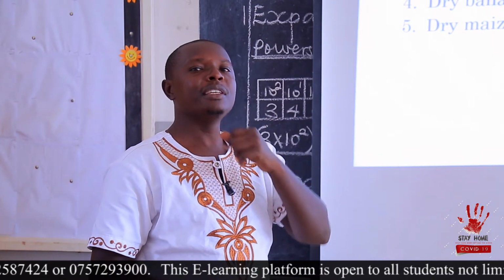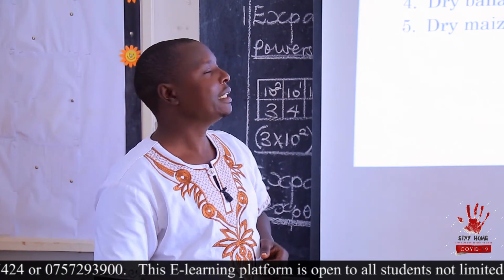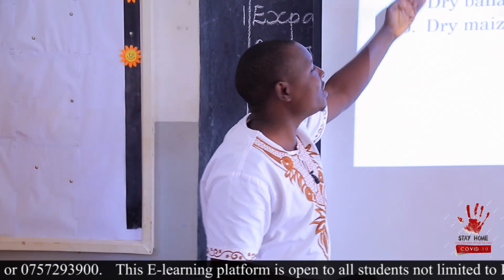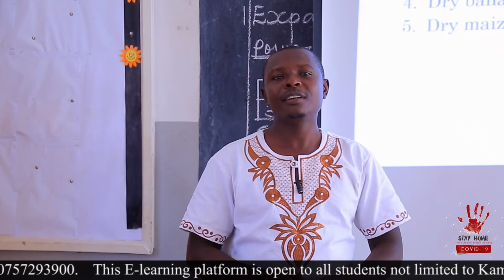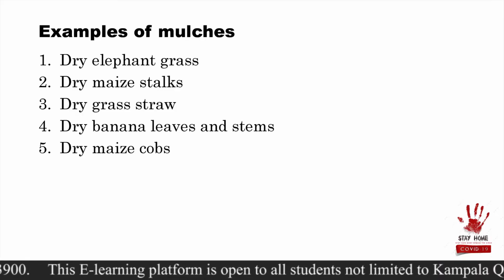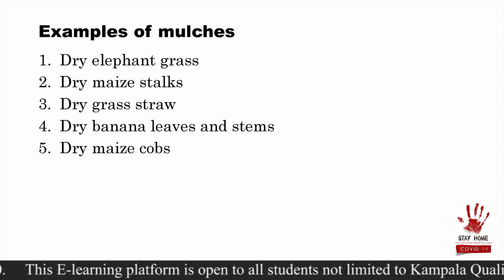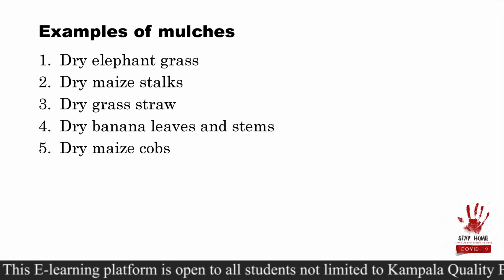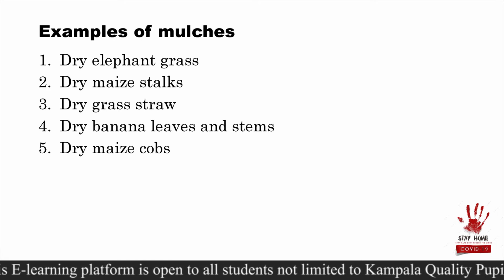Now, something comes into your mind. Why are these things all the time called dry? Why not wet? Why not raw? Why can't we use raw materials, those materials that are still raw, that are not dry? Why do we use the dry ones only?